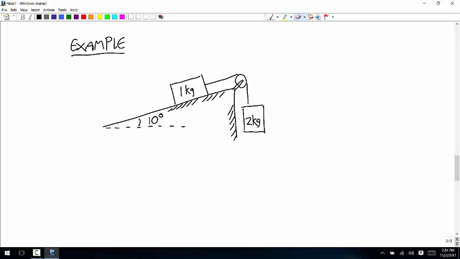And let's say that at the instant shown, the 1 kilogram mass is moving down the ramp. And the coefficient of kinetic friction between the 1 kilogram mass and the ramp is 0.2. And so we want to know what's the acceleration of the 1 kilogram mass.